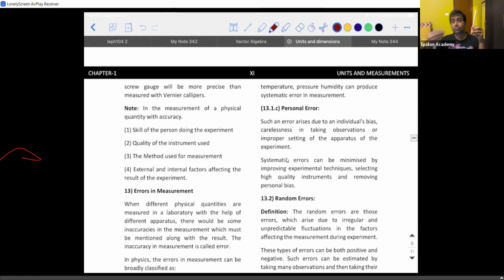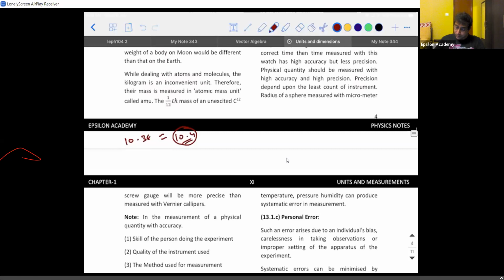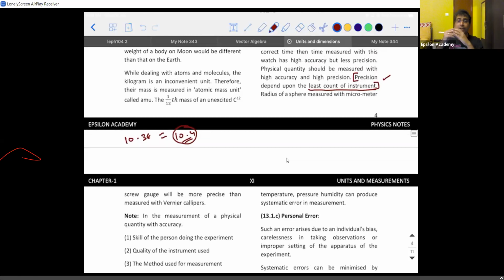But had I given you a better measuring equipment, it would have been more precise. So please make an important note: precision of any measurement depends mainly on the least count of the instrument. Here, it is not your mistake that you couldn't be more precise. It is because of the measuring device you had in your hands. You're able to understand? I'm saying precision depends mainly on the least count of the instrument.